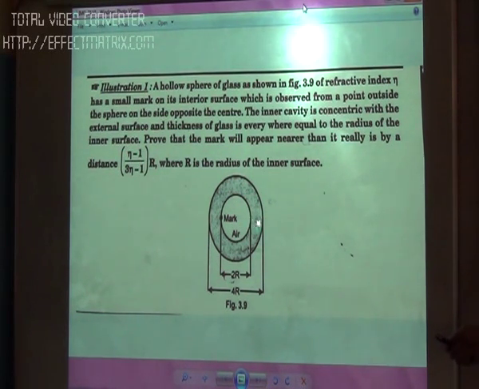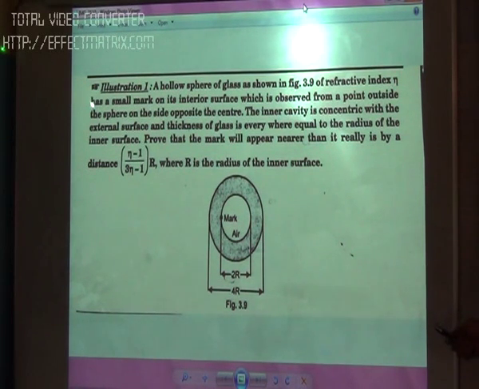The thickness of this glass sphere is how much? R. From the center to the outer surface, what is the distance? 2r, because the diameter is 4r. From here to here 2r. From here to the inner surface r. 2r minus r is the thickness. Thickness is r.